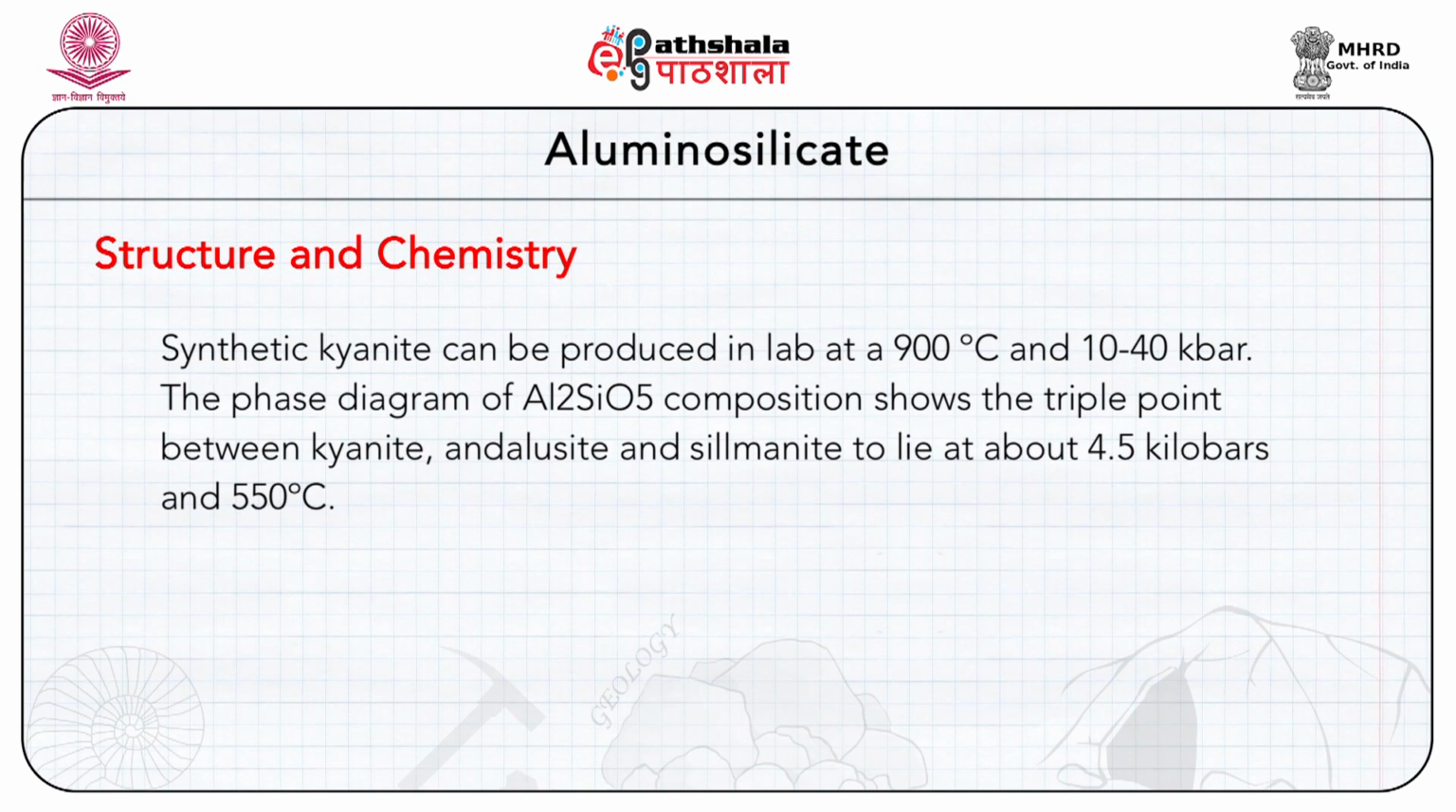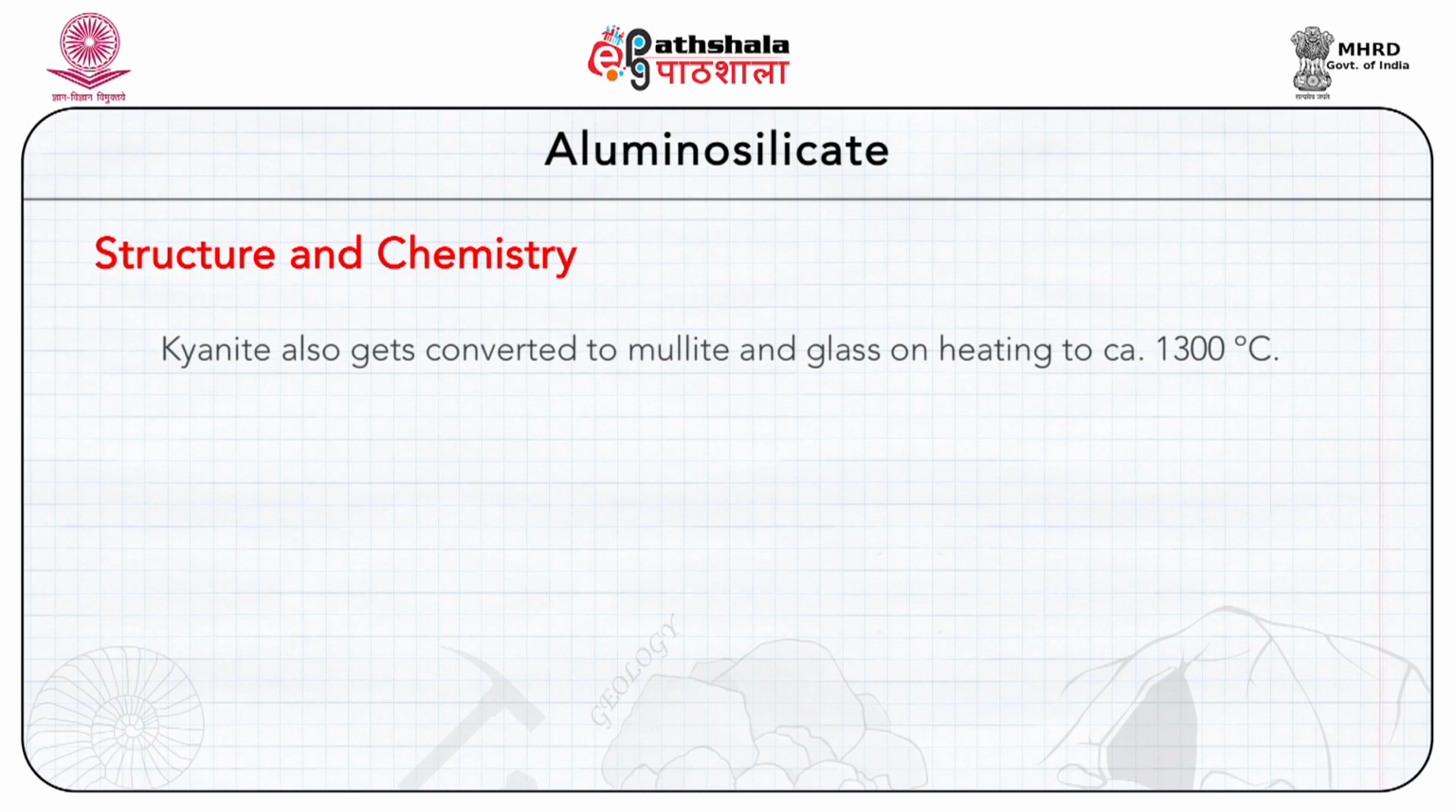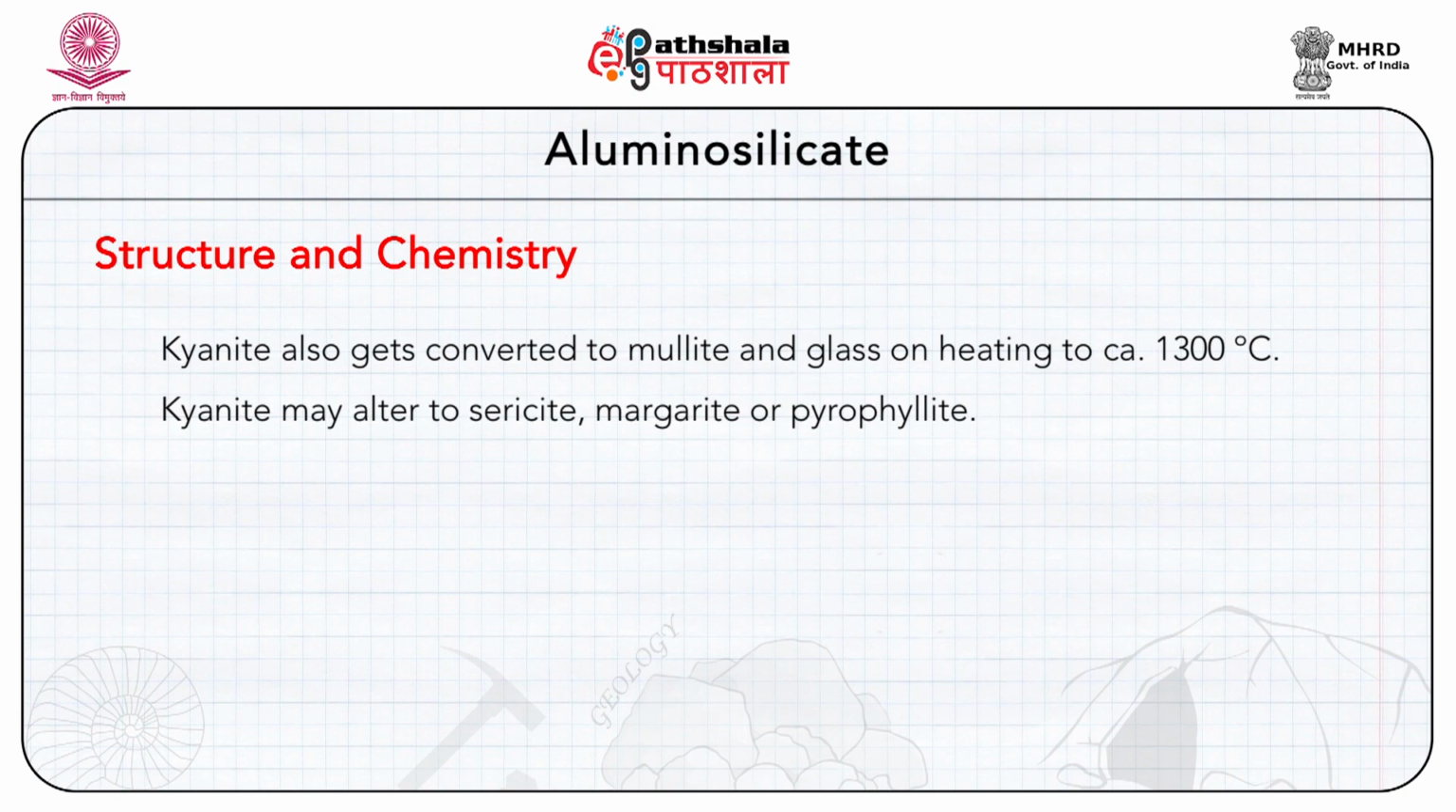The phase diagram of Al2SiO5 composition shows the triple point between kyanite, andalusite and sillimanite to lie at about 4.5 kilobars and 550 degrees Celsius. It may invert to andalusite or sillimanite by a change in the pressure or temperature conditions. Kyanite also gets converted to mullite and glass on heating to about 1300 degrees Celsius. Kyanite may alter to sericite, margarite or pyrophyllite.